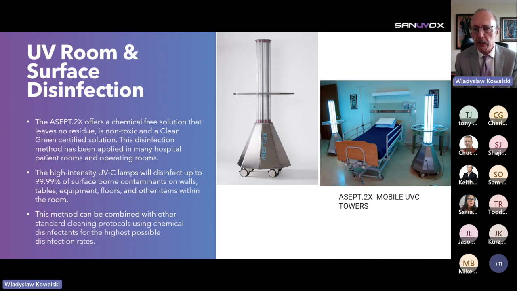UV does not penetrate plasma, blood, or other surface soilage very well. Therefore, that visible soilage must be removed. And that is what healthcare workers do when they clean a room. If they can see soilage, they will wipe it clean. So UV is only intended to be used on visibly clean surfaces in hospitals. And when it's applied in that fashion, it is very effective.